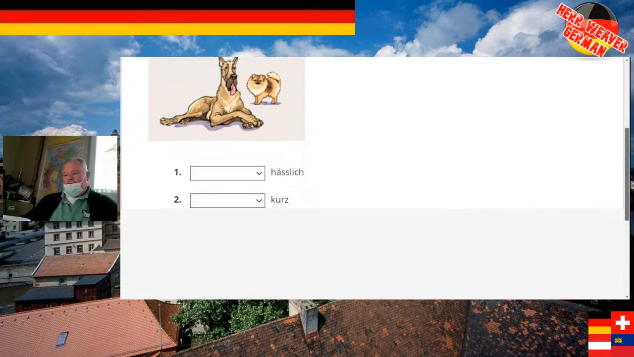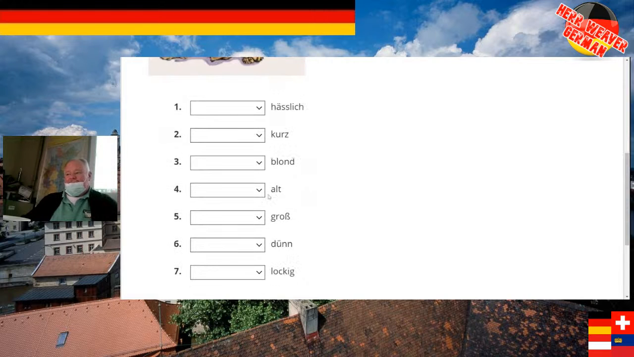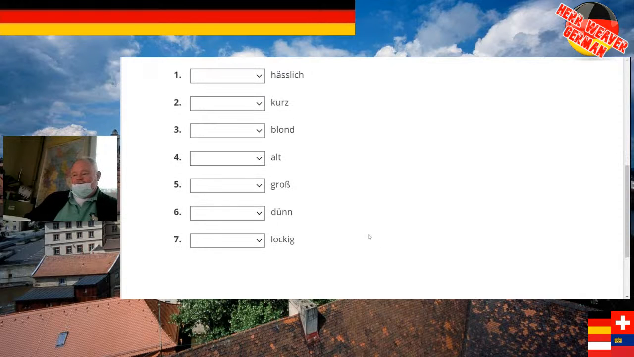So we have opposites, right? So we got hässlich. Think about these words. Hässlich, kurz, blond, alt, groß, dünn, lockig. Well, let's start at the bottom. Lockig, the opposite of lockig would be jung, dicht, klein, schön, schwarzhaarig, lang, glatt. Glatt, because glatt means straight. Lockig means curly. Dünn, the opposite of dünn would be jung, dicht, klein, schön, schwarzhaarig, lang.